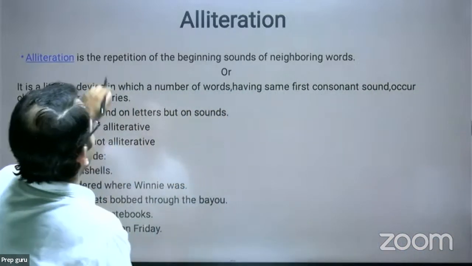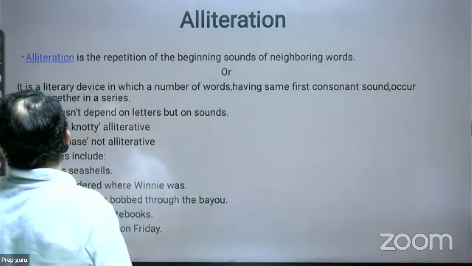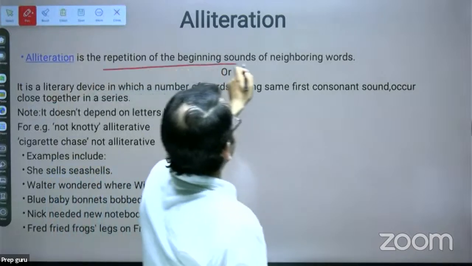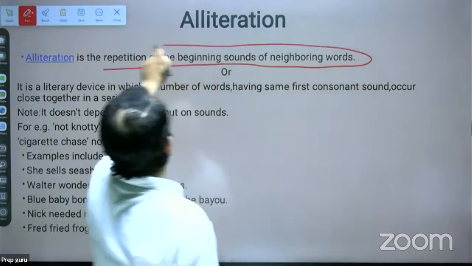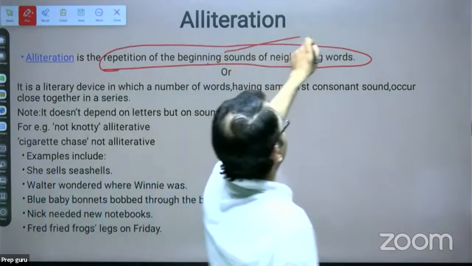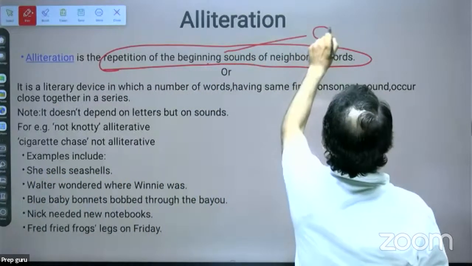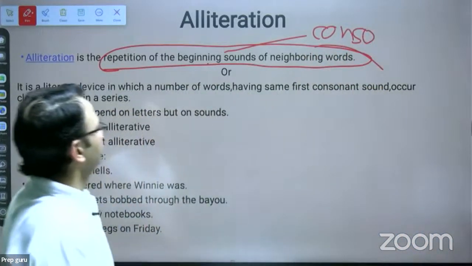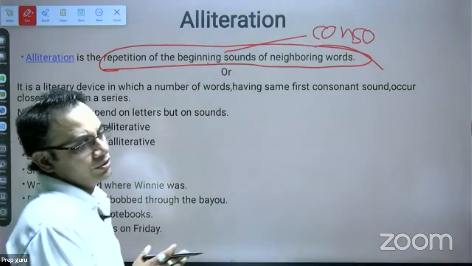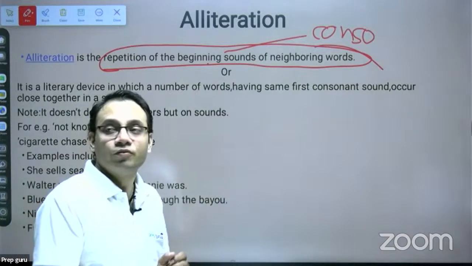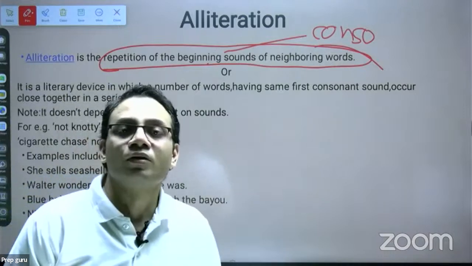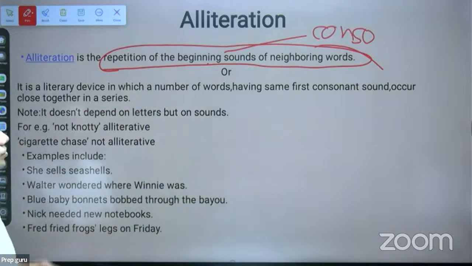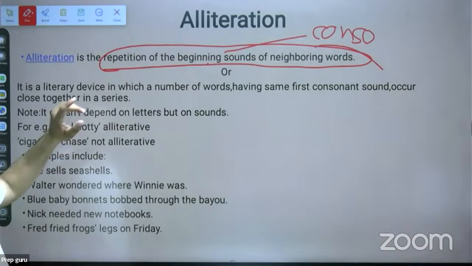When you see the repetition of the beginning sounds of neighboring words, repetition of beginning sound, it could be what? It could be consonant, right? Now, consonant is what? Apart from vowel sounds, all sounds are known as consonants. So what are vowel sounds? Vowel sounds are created by A, E, I, O, U, right? Apart from those sounds, all others are in the category of consonants.